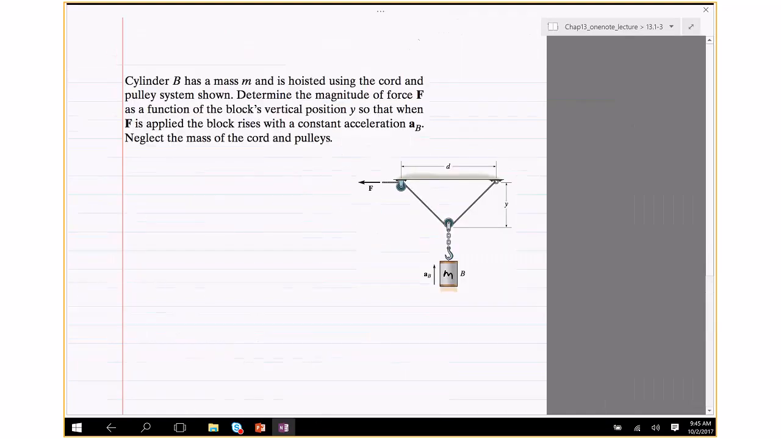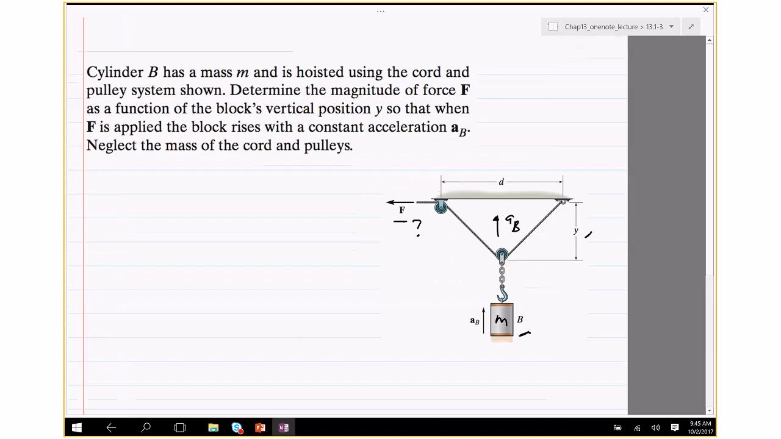Cylinder B of mass M is hoisted using a cord and pulley system shown. Determine the magnitude of force F as a function of the block's vertical position, so that when F is applied, the block rises with a constant acceleration AB. Okay, so AB is constant. So you need to find F such that AB is a constant.